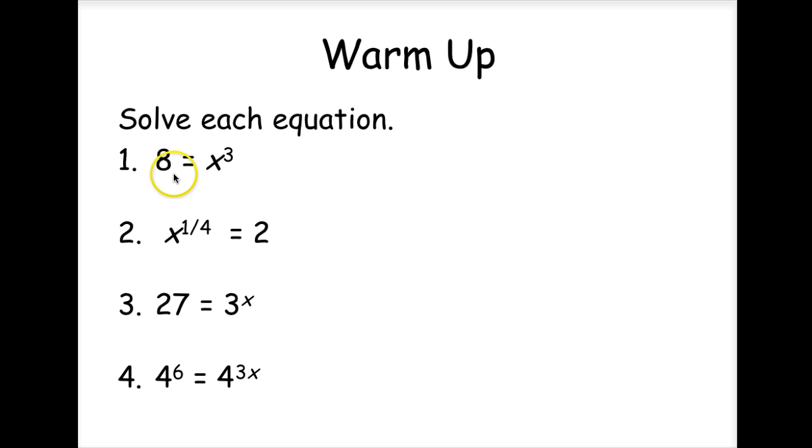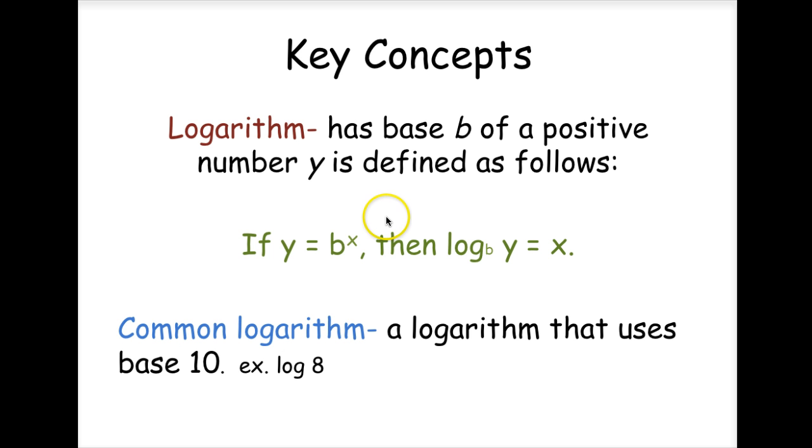So what to the third power is equal to 8? Why 2, of course. What to the 1/4 power equals 2? Or we could look at 2 to the 4th power is equal to 16. 3 to what power is 27? That was pretty easy. And 4 to the power of 6 is equal to 4 to the power of 3 times 2. Very good.